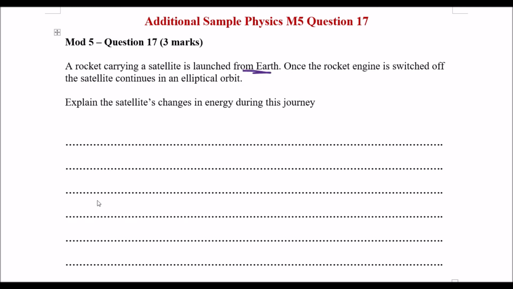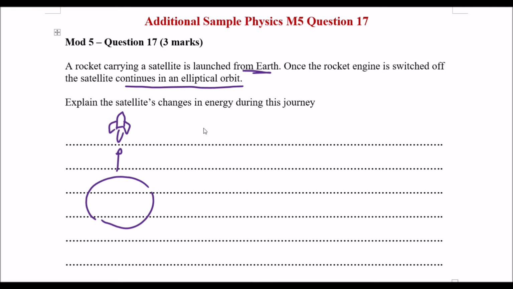So if we want to draw that out first, from Earth, we launch a satellite. Well, we can draw the rocket first. Okay, and on the rocket, we're carrying a satellite. So that's kind of what we're depicting here. Once the rocket is switched off, the satellite continues in an elliptical orbit.